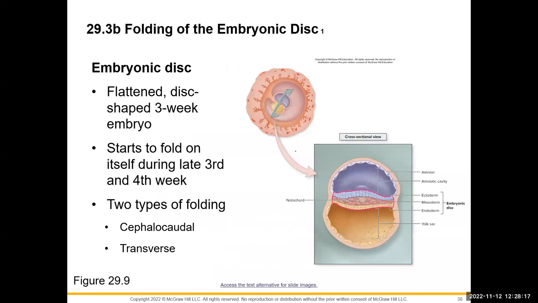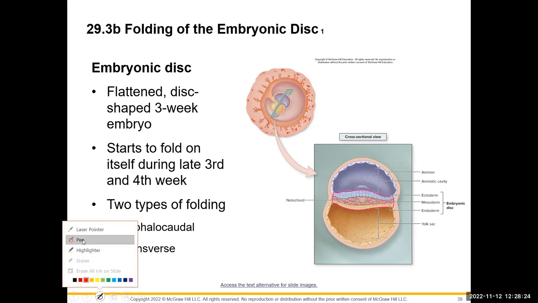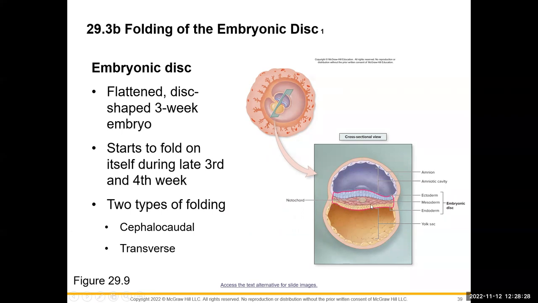So from the end view here, you can see this development by week three. If you look off to the right here, here's our embryonic disc. Essentially, at one point, you're just a flat structure. And so you'll see the three cell layers here. And then we still have the amniotic cavity with the amniotic fluid inside of it above that. And then below it, we have our yolk sac here. We'll talk about what happens with all that.